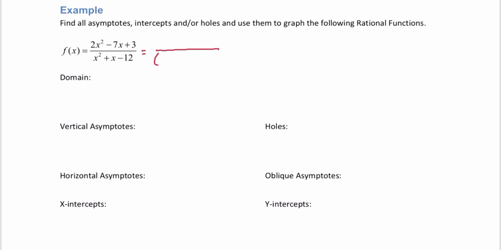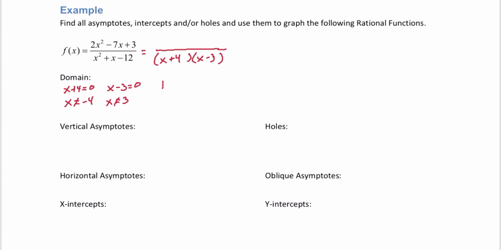We want two numbers that multiply to -12 and also add to +1. That will be 4 and -3. Again, we set the denominator equal to 0, so we're going to set each factor equal to 0, and we'll solve each of these. x equals -4, x equals 3. And we're actually going to say not equal to, because those are domain restrictions.